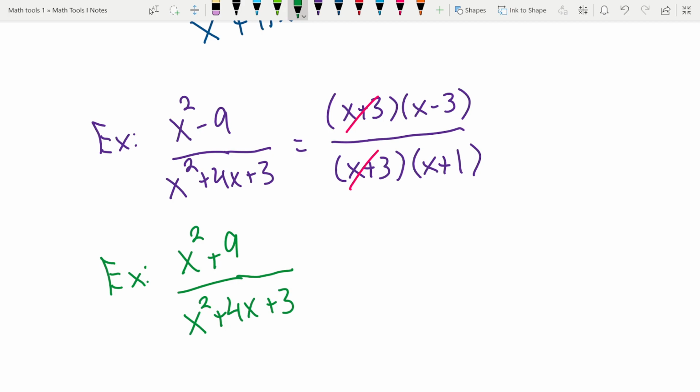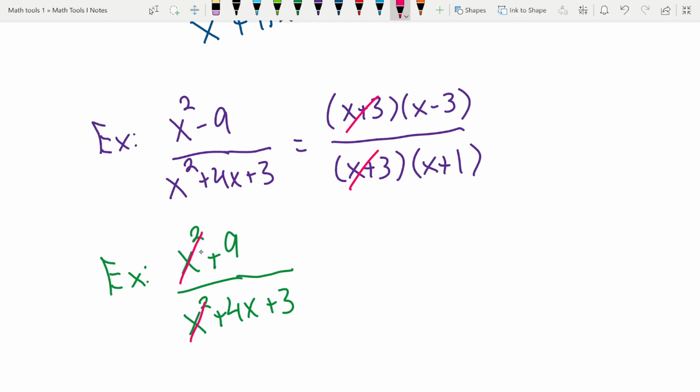So oftentimes our brains will trick us and be tempted to cancel this out, because you see an x squared on the top and an x squared on the bottom, but they need to be multiplied by each other. They need to be factors in order for us to cancel them out, because we're canceling them out via division. The reason we can cancel x plus 3 on the top and bottom here is because x plus 3 divided by x plus 3 is equal to 1. So this is 1 times this thing, which is just going to be this thing, x minus 3 over x plus 1. So canceling out is really division.